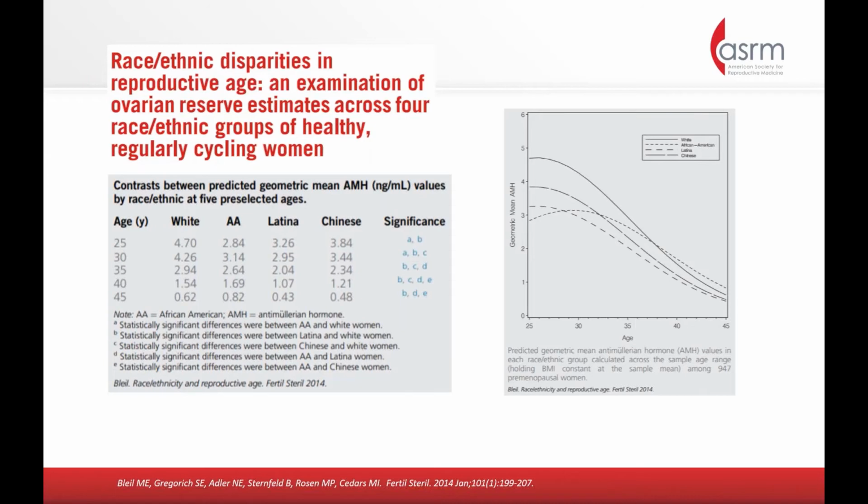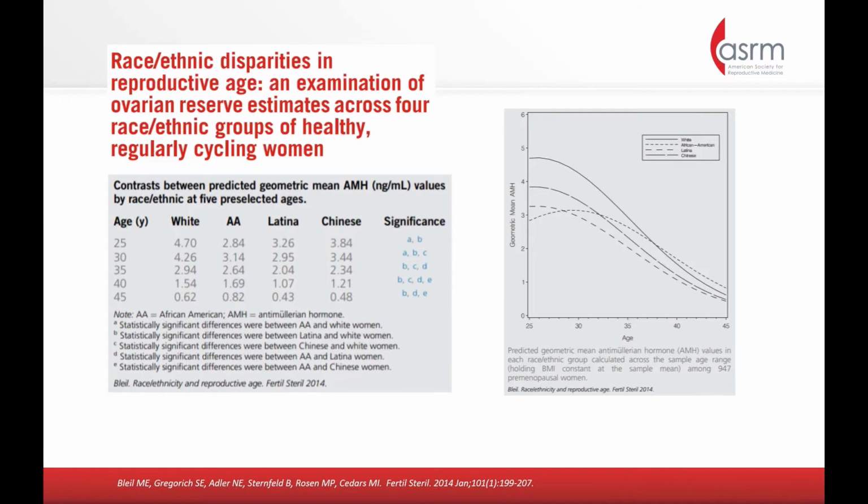This study found that compared to white participants, African American, Latinx, and Chinese participants had lower AMH levels until age 40, when African American participants tended to have the highest AMH levels. So here we see the means at each of these 5-year increments, with white women having the highest AMH at 25, 30, and 35, and then African American women having the higher AMH levels at 40 and 45.